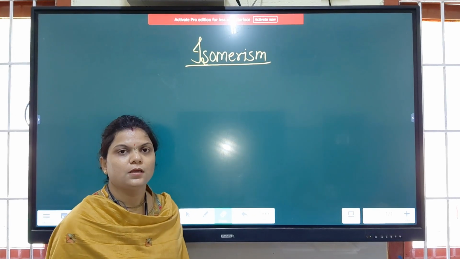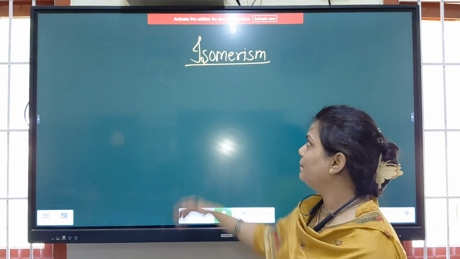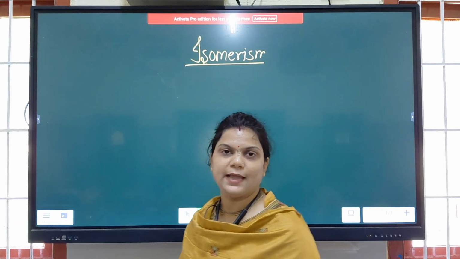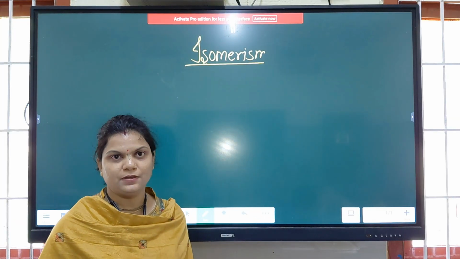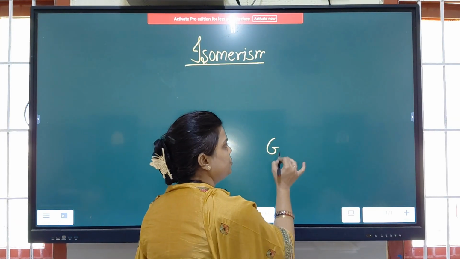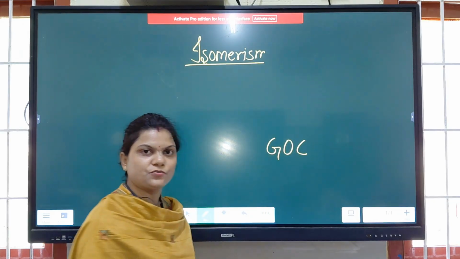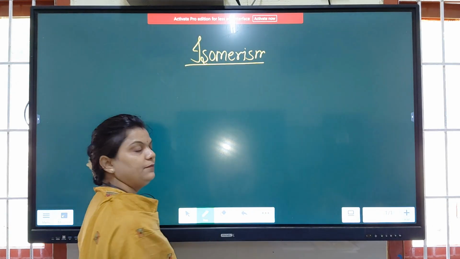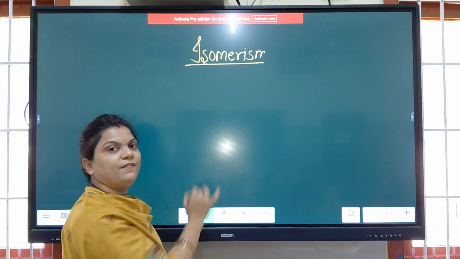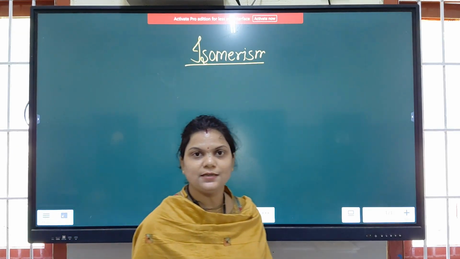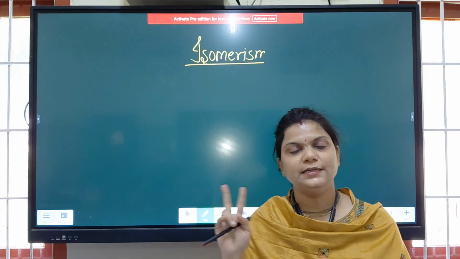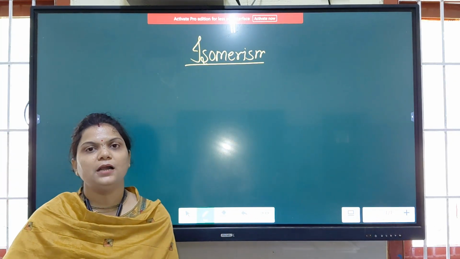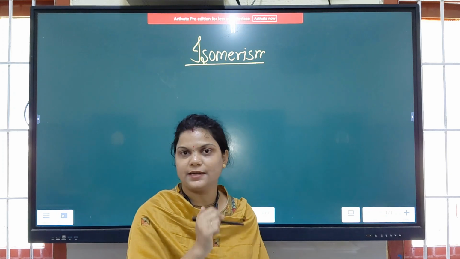Yes, I am going to teach a topic that is isomerism. This topic is from the organic chemistry of class 11, from the section GOC, General Organic Chemistry. Here I am going to discuss, firstly, what is the meaning of isomerism? Isomerism is a term that comes from two words, isos and meros, meaning the same parts.